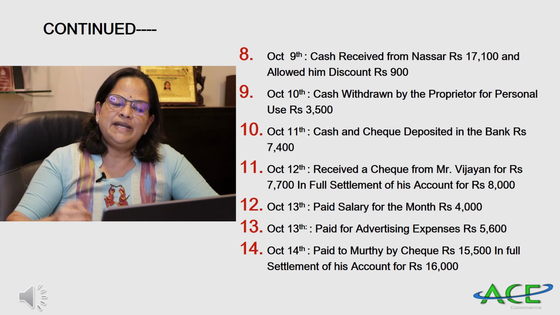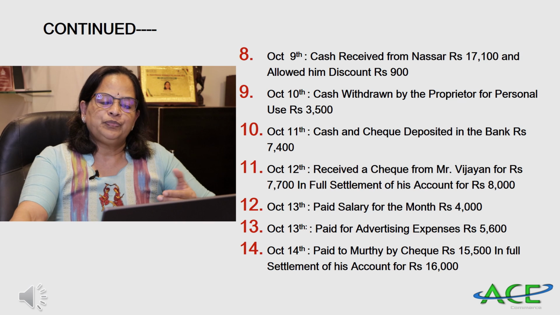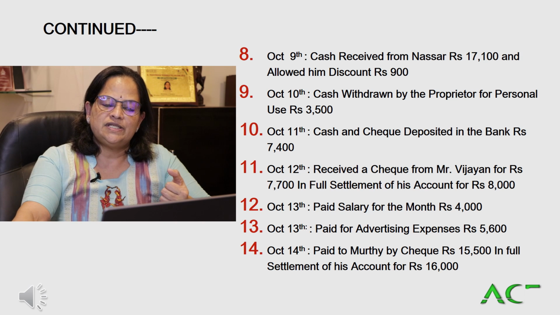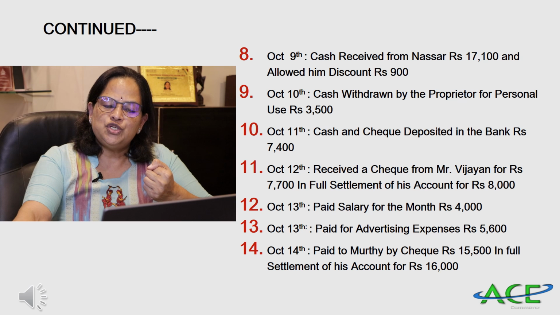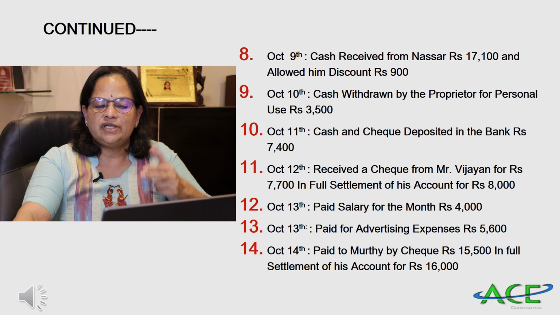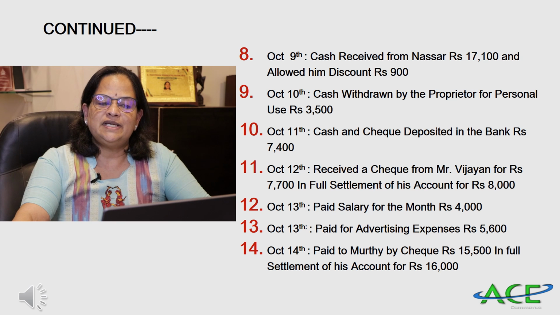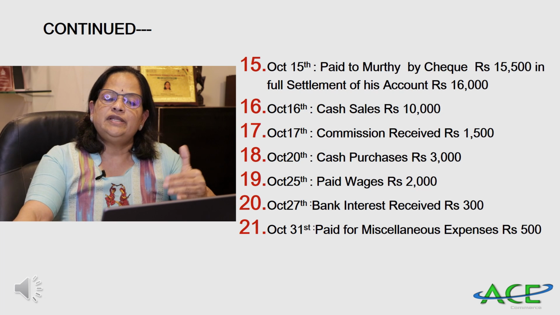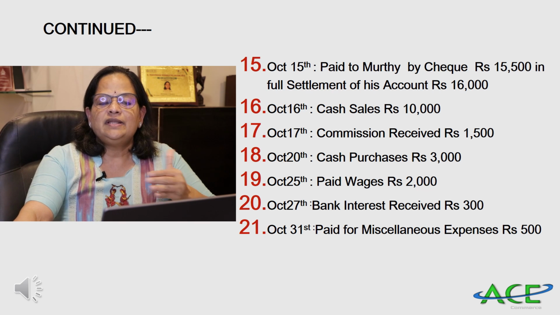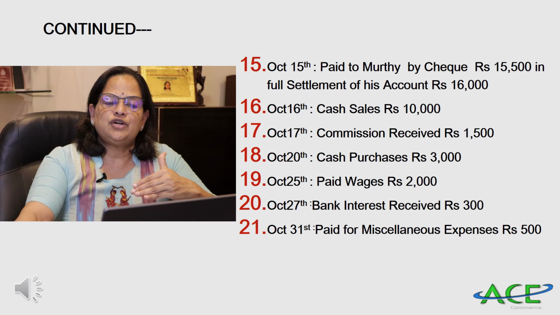October 13th, paid salary for the month 4,000. October 13th again, paid for advertising expenses 5,600. October 14th, paid to Murthy by check 15,500 in full settlement of his account rupees 16,000. So, there also discount 500 is there. Now, October 15th, paid to Murthy by check 15,500 in full settlement of his account for 16,000. That means again discount is 500 rupees.